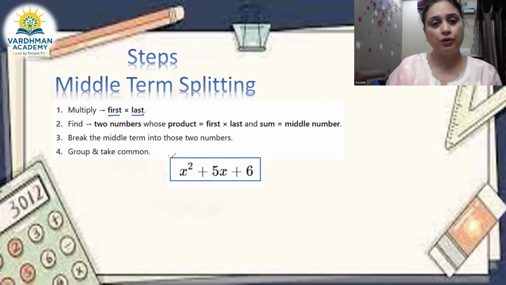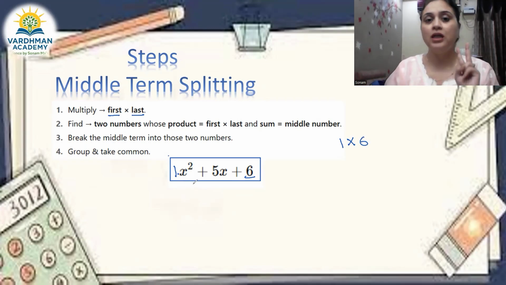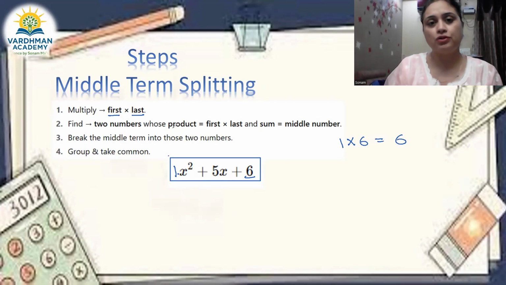First, children, you have to take the coefficient of the quadratic term. Here you can see there is no number, which means it has 1 over here. And then you take the constant number. So the coefficient of the quadratic term and the constant number, you are going to multiply for this particular polynomial. You will multiply 1 and 6, and then it will be 6, and both are positive. Find the two numbers whose product is the product of first and last, and whose sum is the middle number.